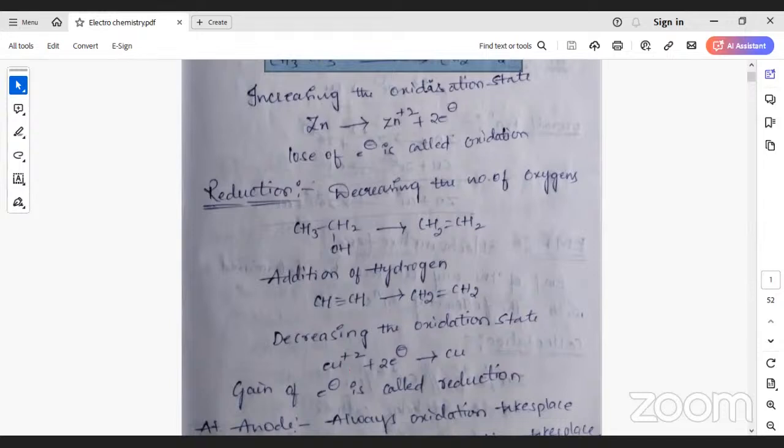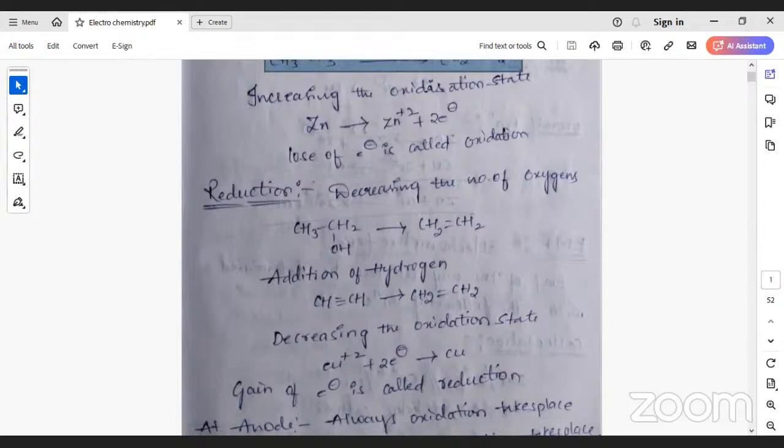These two, the zinc rod and copper rod, are connected to the external battery. Also these two are connected with a salt bridge. This is a U-shaped glass tube containing potassium chloride or ammonium nitrate solution with agar-agar, which acts as the salt bridge.